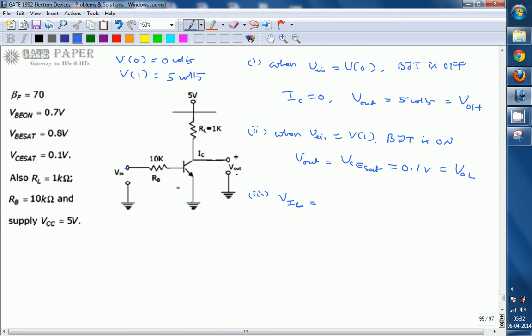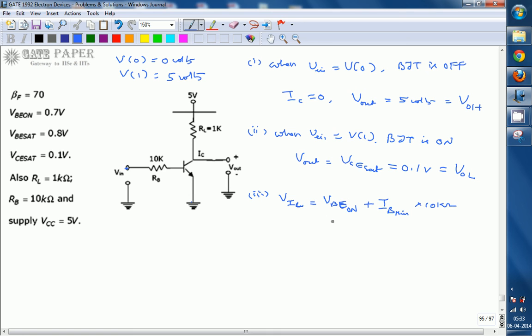So by that time VBE must be VBE on, VIL is equal to VBE on, the voltage across base emitter. Simply, VIL is nothing but the maximum acceptable input voltage such that the transistor is in off condition. If you apply more than that, at that time it will come into on condition. So we are going with the edge of on condition, just the transition from off to on. By that time VBE must be VBE on, and the current flowing through the 10 kilo ohm resistor is nothing but IB minimum. So this is IB minimum into 10 kilo ohms.